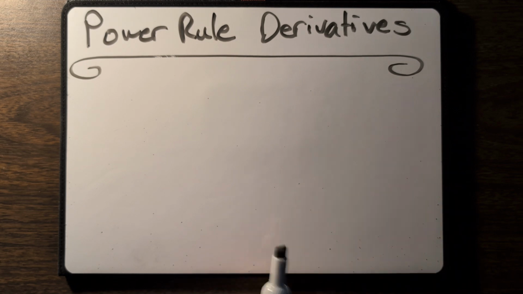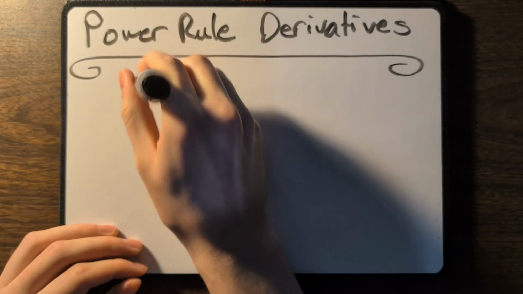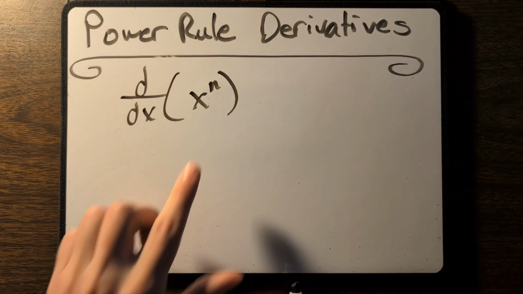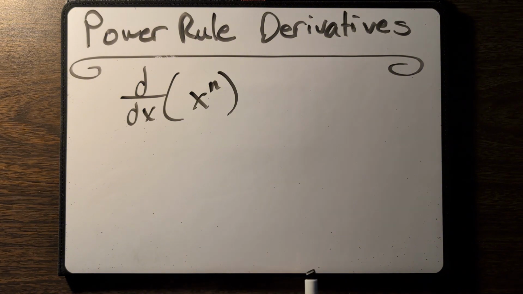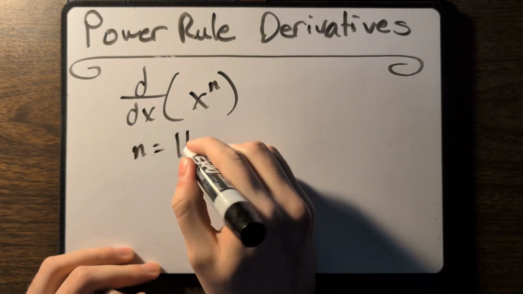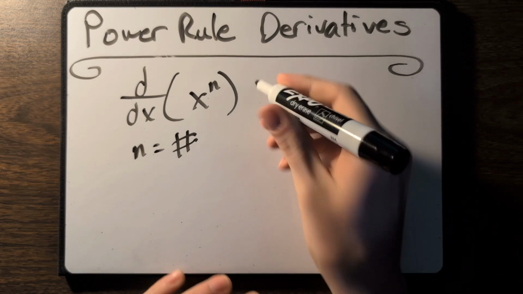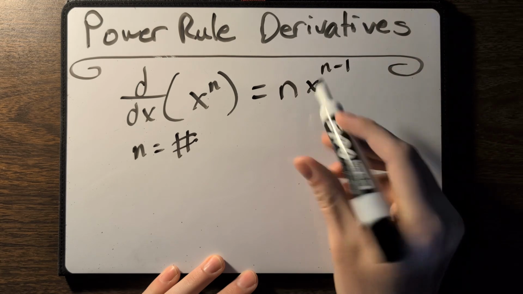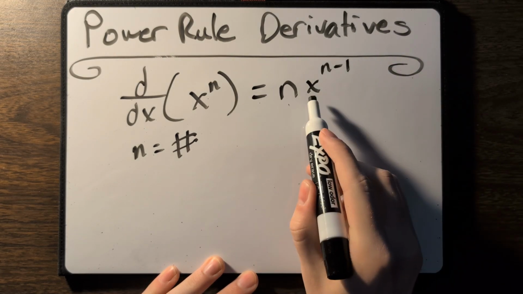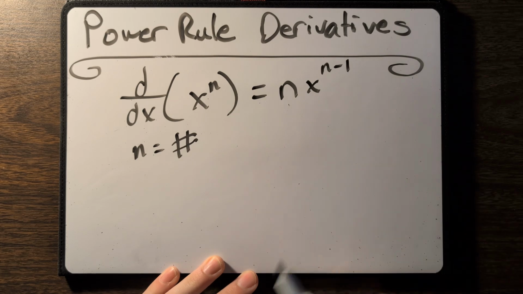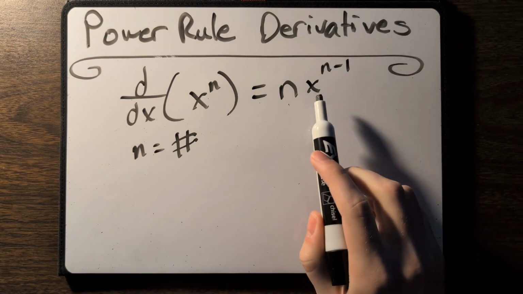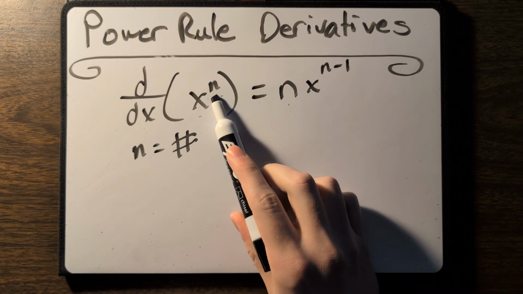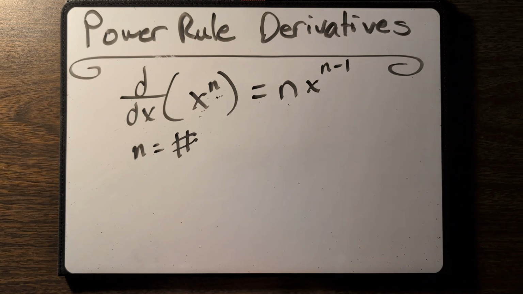Alright, let's get right into it. So when we're taking the derivative of some function x to the power n, where n is just a number, we get this sort of formula. We drop the n down to the coefficient, and then we subtract 1 from the exponent. So this is only applicable when we have x to some numerical power n. n has to be a number, and x has to be a variable.